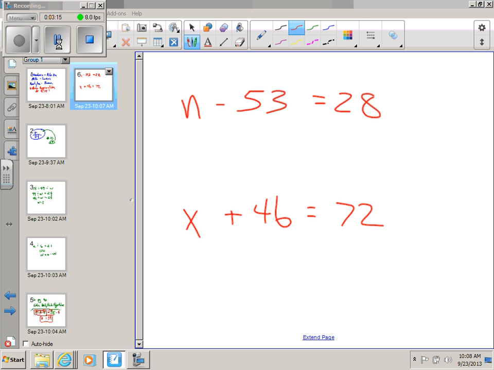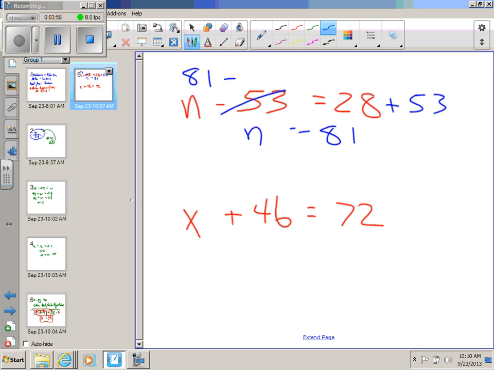Okay, n minus 53. What's happening to n on the same side of the equal sign, Brandon? Right now what's happening? We are subtracting. So the opposite is adding 53 to both sides, right? And 28 plus 53, Brandon, is 81. How do you know for sure? Plug it in.